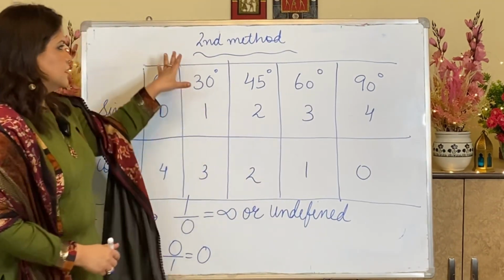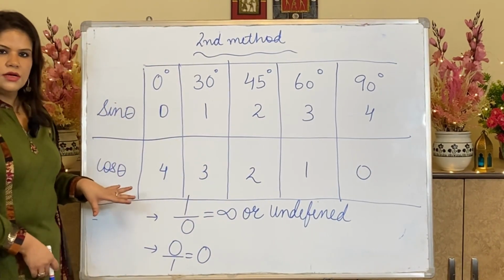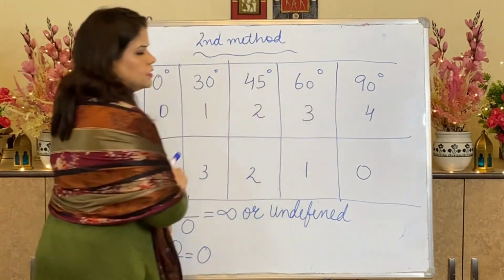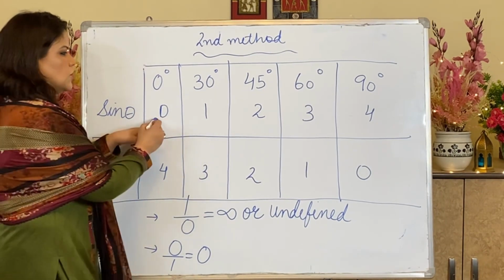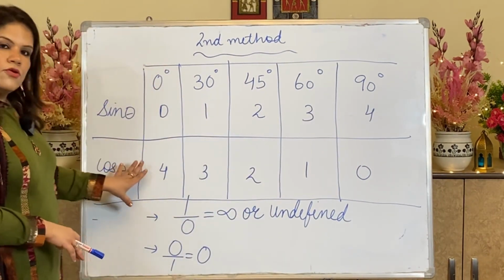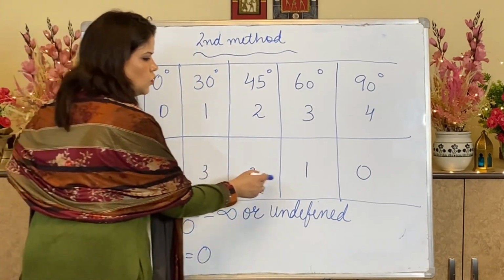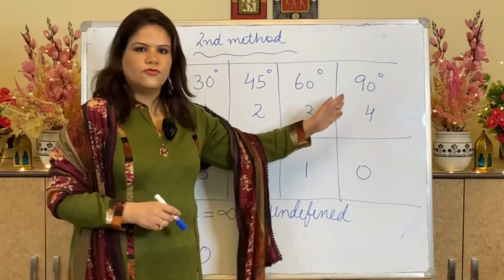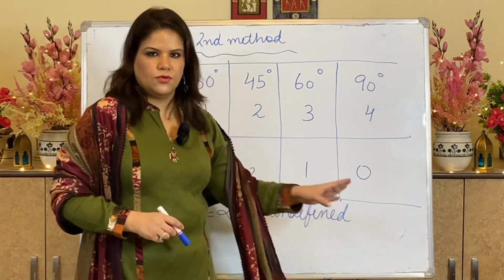Now with the second method, we will be finding the values of first sine theta and cos theta at different degrees: 0 degree, 30 degree, 45 degree, 60 degree, 90 degree. How will we start this? I will be writing first 0, 1, 2, 3, 4 in the sine column. For cos, I will be writing the inverse of this: 4, 3, 2, 1, 0. How did I start? 0, 1, 2, 3, 4. Here I will start with 4, 3, 2, 1, 0.